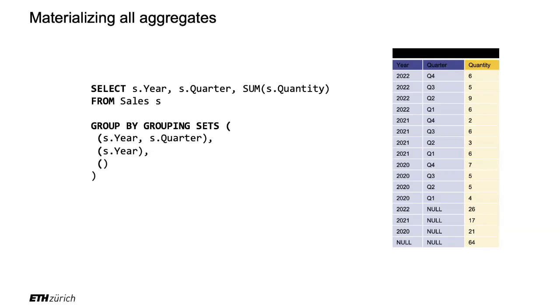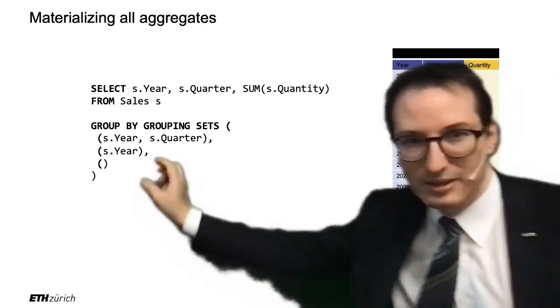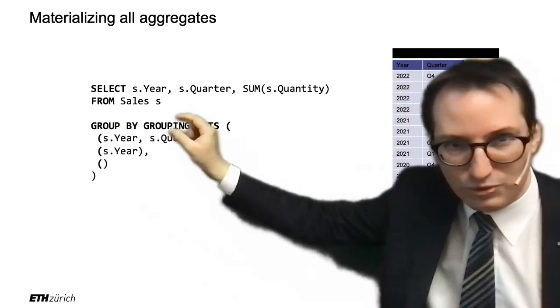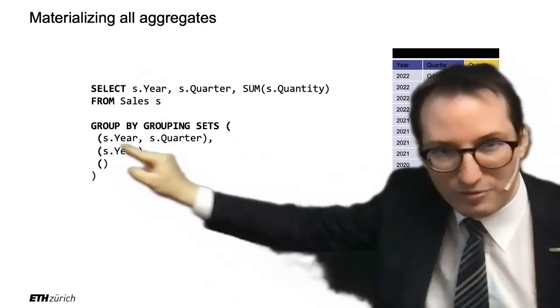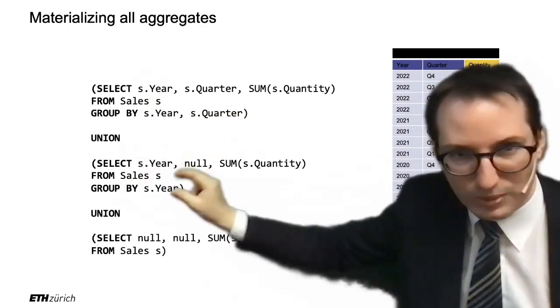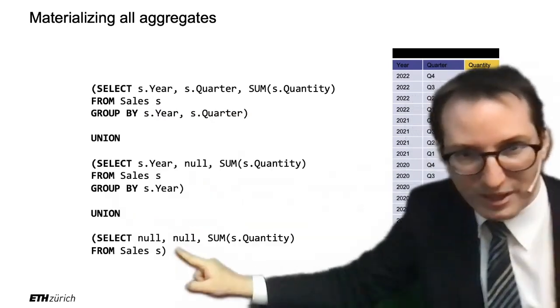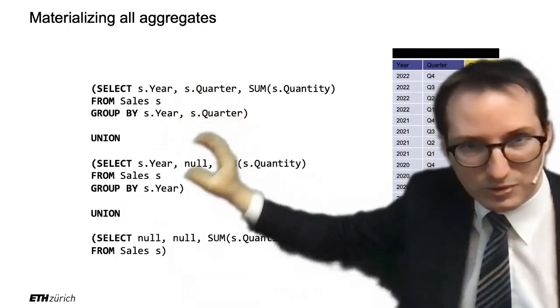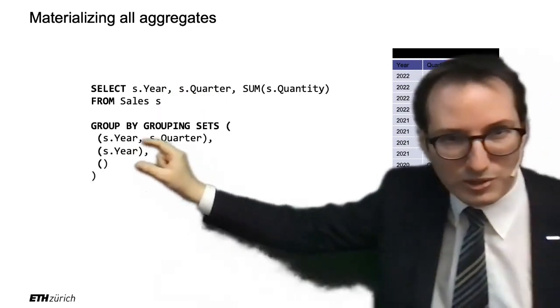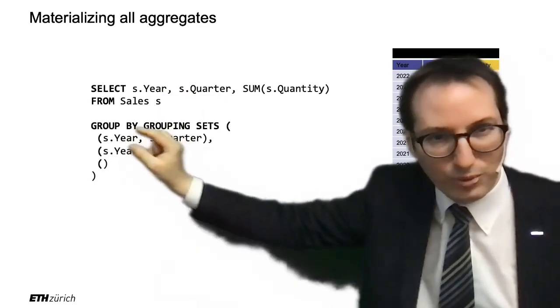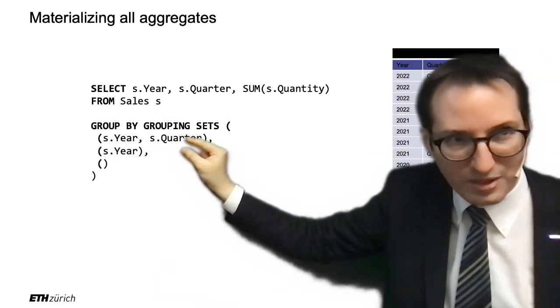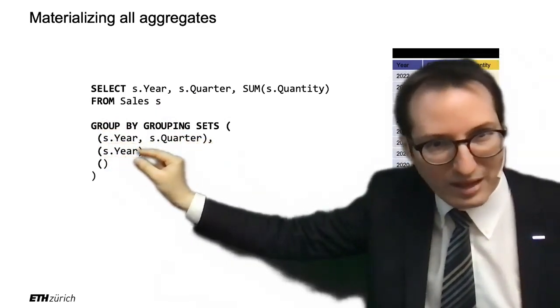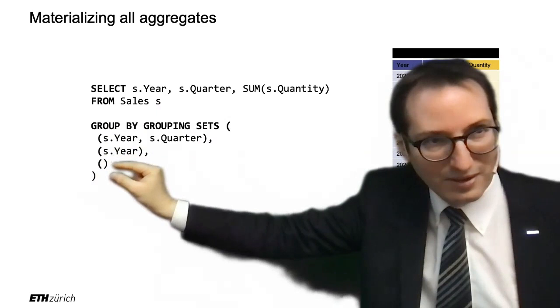So if I show you on that example right here, you have year quarter that triggers this one. Then you have just year that triggers this one. And then you have nothing that triggers this one. So every one here corresponds to one there, right? This is just a shortcut for the union of group by queries, one grouping by with this, one grouping by with that, and one grouping by with that, right?